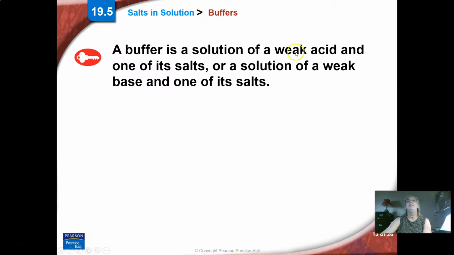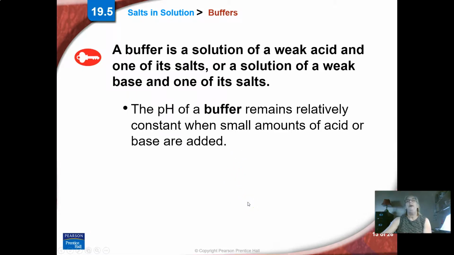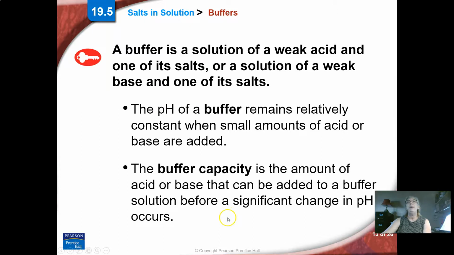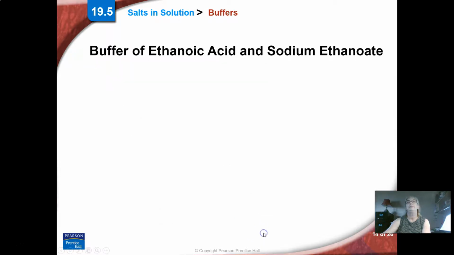So a buffer is a solution of a weak acid and one of its salts, or a solution of a weak base and one of its salts. The pH of a buffer remains really constant. Even if you add acid or base to it, it just gobbles that up so that it doesn't affect the pH of the overall solution. The buffer capacity is how much acid or base that buffer can gobble up without changing the pH level.